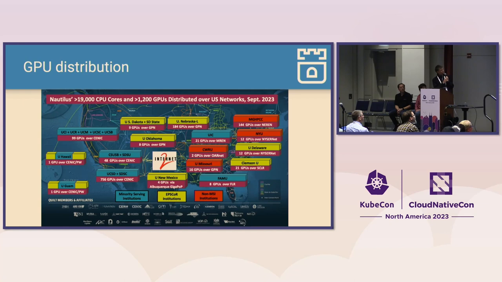This is a map of GPU distribution around the US. So we're covering a lot of EPSCoR institutions and minority serving institutions. And most GPUs we currently have are in California and the West Coast, but we have a good representation in Central States and East Coast. So the cluster is constantly growing. We're adding a couple nodes per month. And currently we have 19,000 CPU cores, 1,200 GPUs of different generations, from the oldest 1080 Tis to the newest A100s and so on.